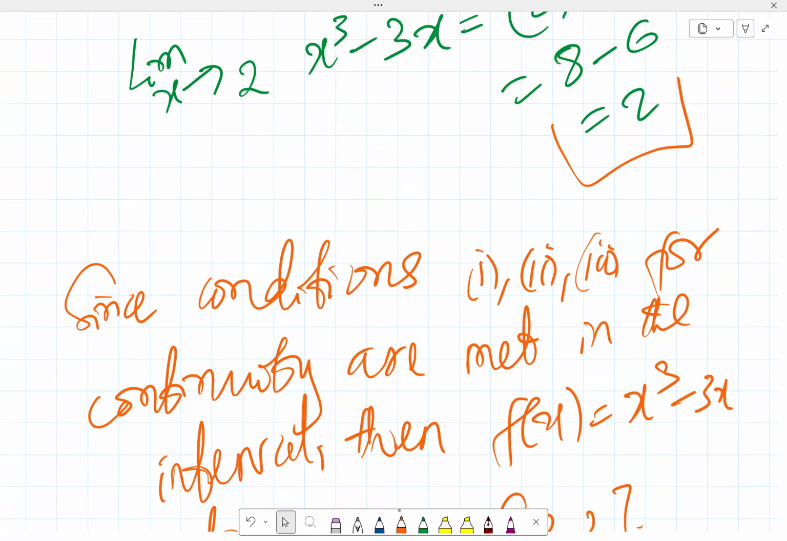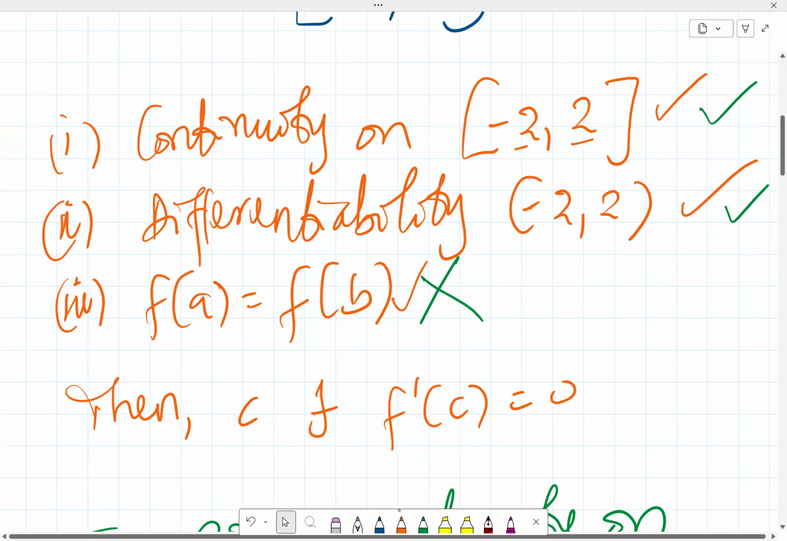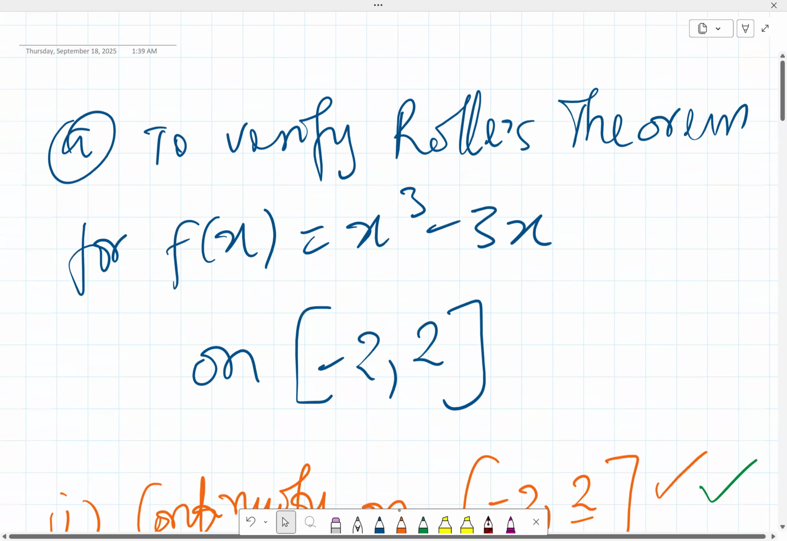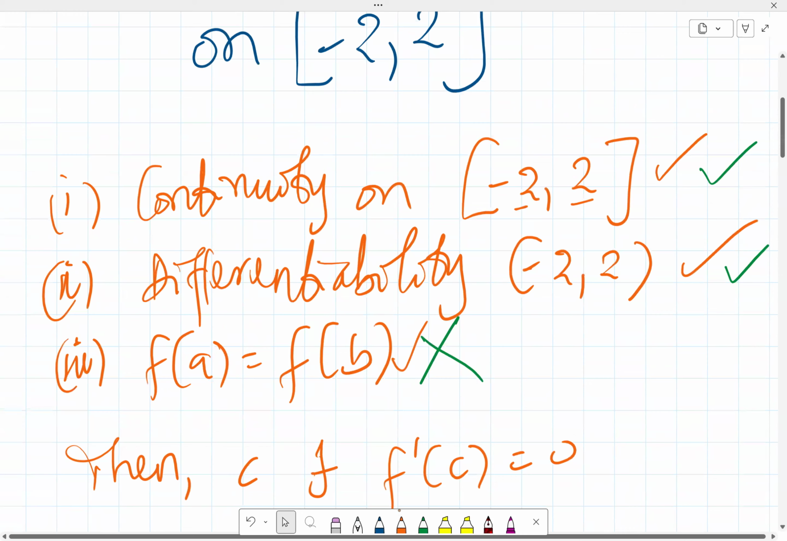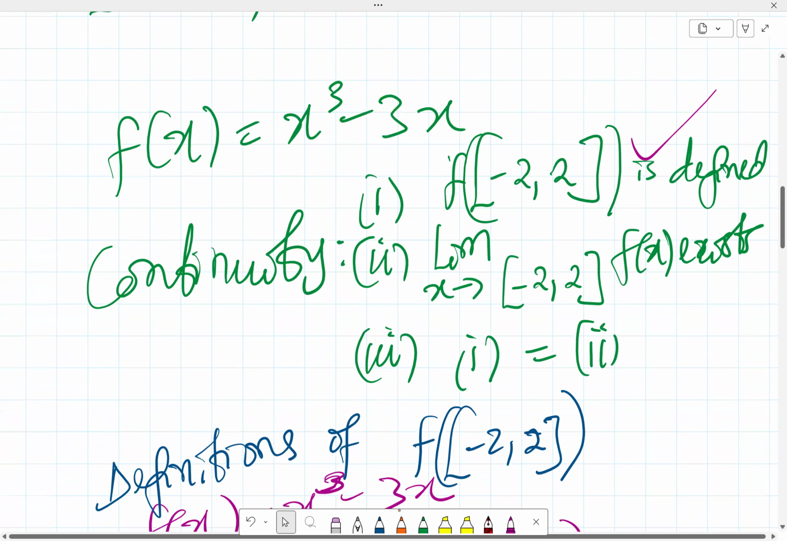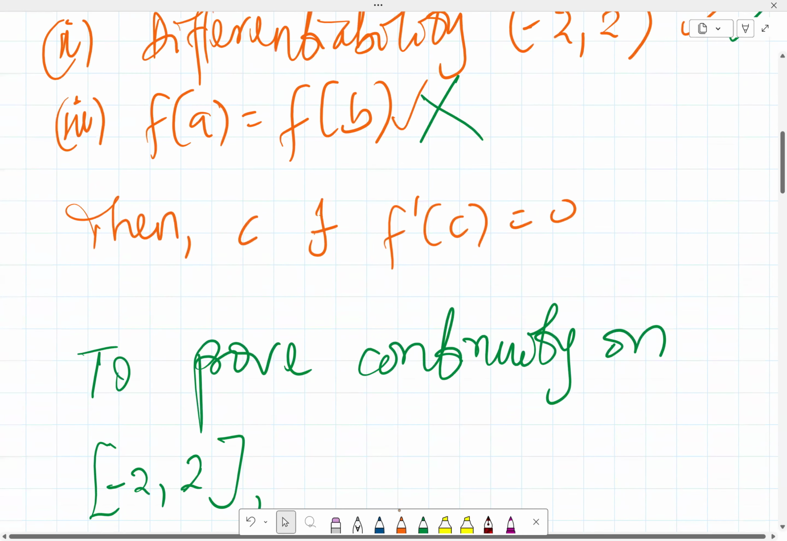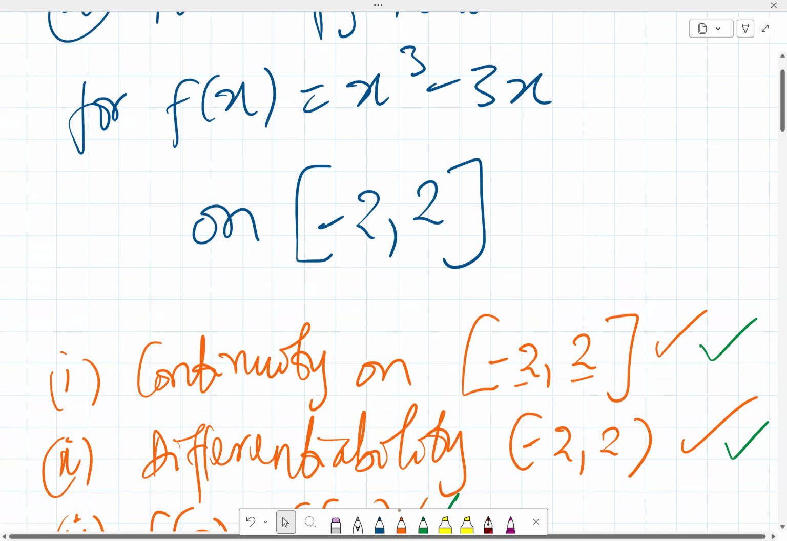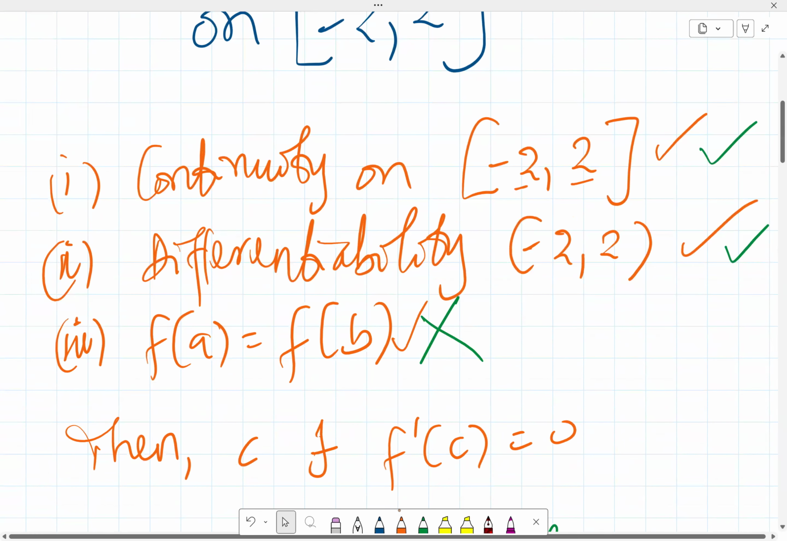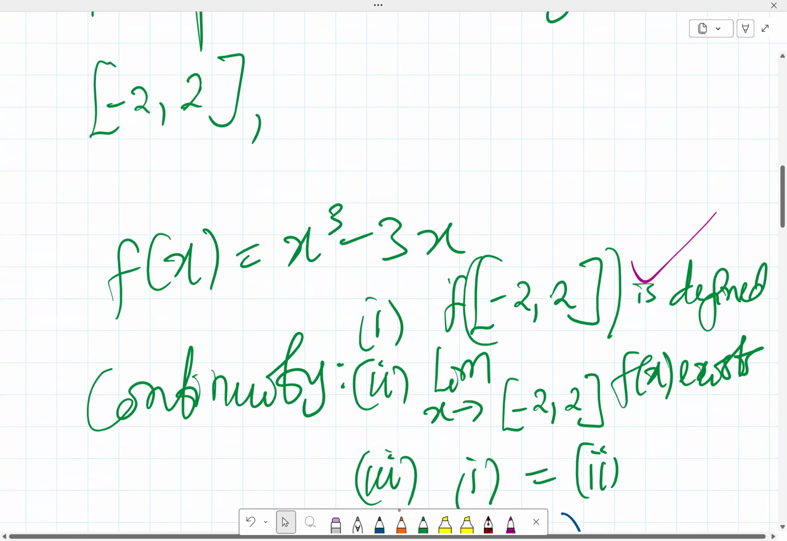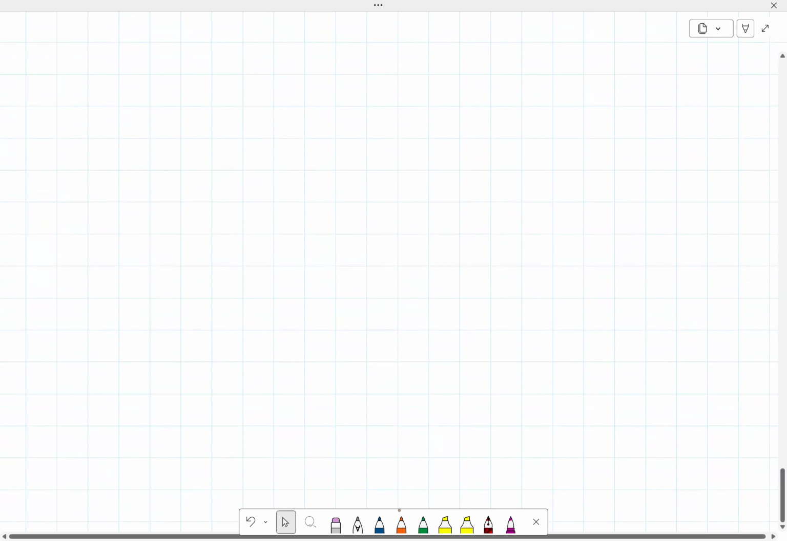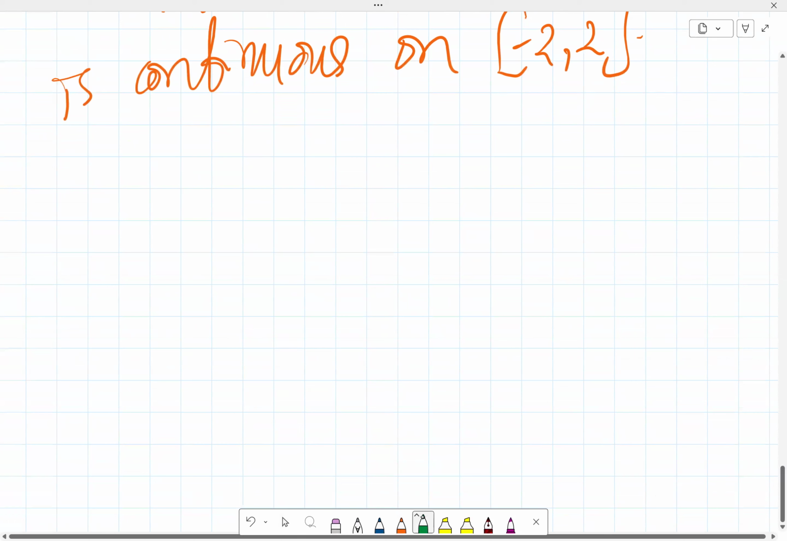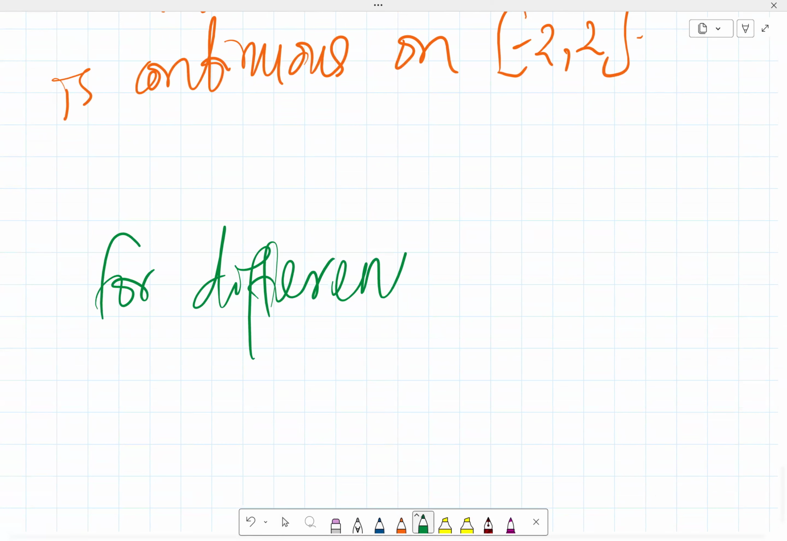So all we have been doing is to establish this first condition to prove Rolle's theorem. We have to prove continuity, and all we have done is the continuity part. So for differentiability, that's the next thing we need to do now. For differentiability, that means that the function is differentiable in the interval.